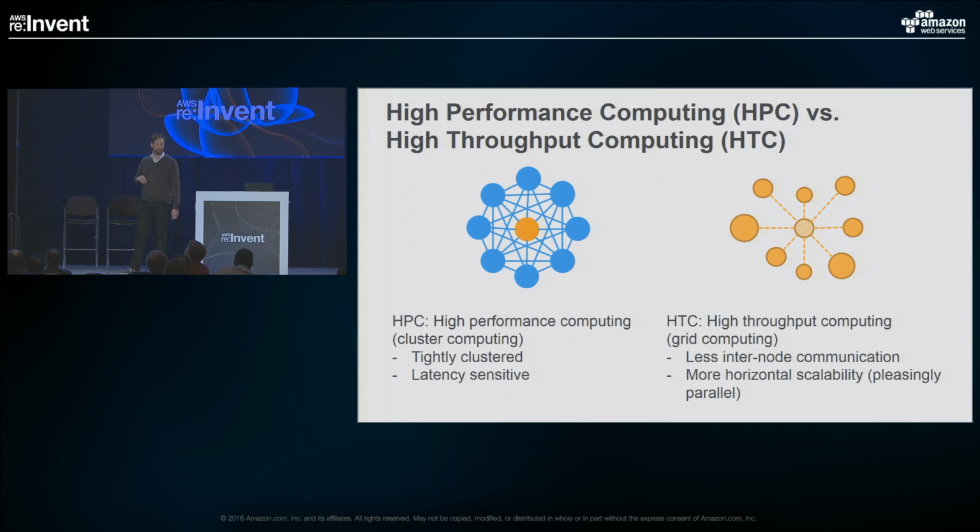And sometimes we'll split the workload and run multiple clusters to try to parallelize it and take advantage of the horizontal scaling. On the right, we have HTC workloads, high throughput computing, sometimes called grid computing. HTC workloads are characterized by less internode communication, so sometimes you'll hear them called pleasingly parallel. They can often take advantage of multiple different instance sizes, which can become important for leveraging Spot, and they tend to scale out horizontally very well, which makes them an excellent fit for the platform to be able to take advantage of our scale.